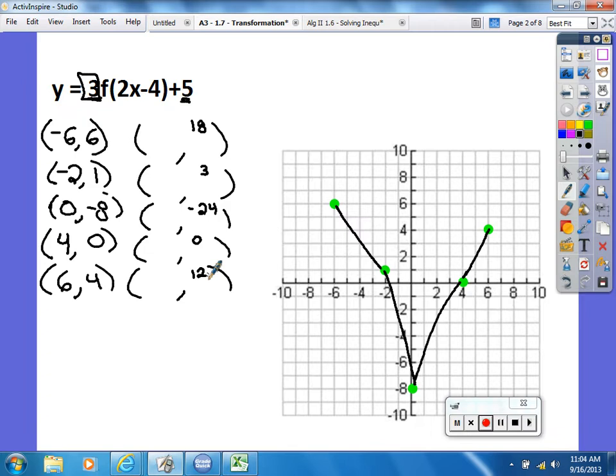Now, according to the plus 5 on the outside, what do I do to all of my y's still with the plus 5? Up 5, right? So if I add 5 to 18, what number do you get? 23? You see how I just added 5 to those numbers? Or that number? I'm going to add 5 to 3. What number do you get? 8. 5 to negative 24 is? Negative 19. 0 plus 5 is? 5. 12 plus 5 is? 17. Those are my new y values.